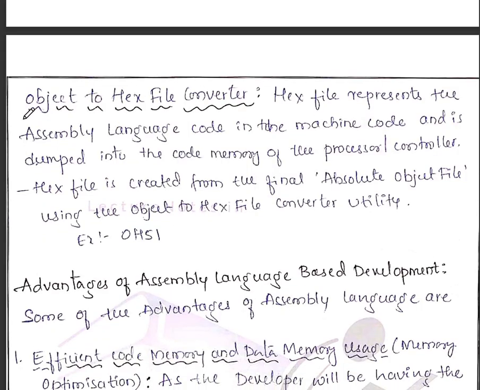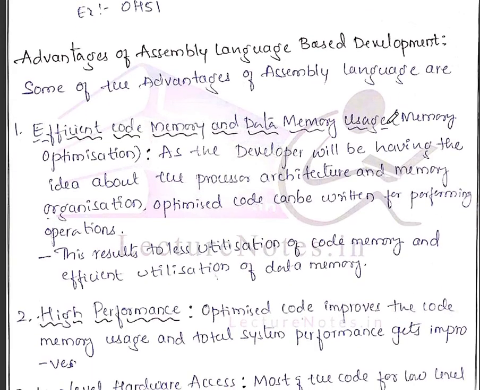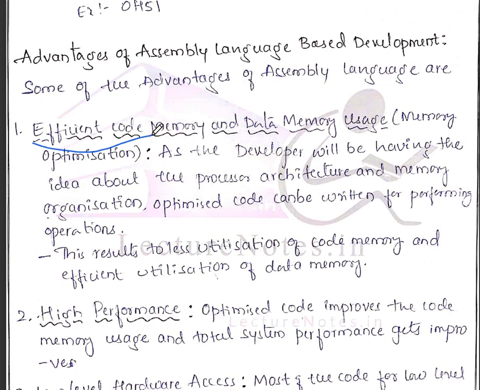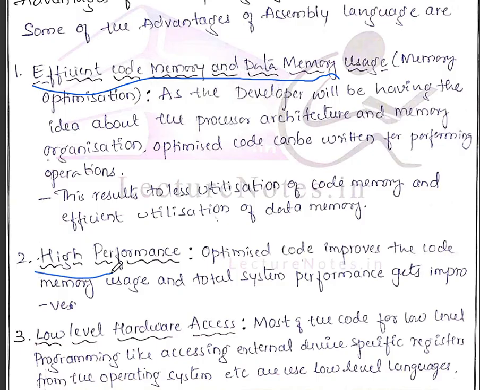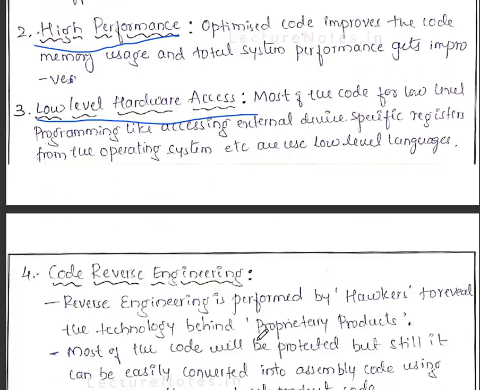Next would be the object to hex file converter. That is, the hex file represents the assembly language code in machine code, and is dumped onto the code memory of the processor or controller. So the hex file is created from the final absolute object file. Advantages of assembly language based development would be efficient code memory and data memory usage, along with high performance as well as low hardware access. So these are the advantages of using assembly language based development.